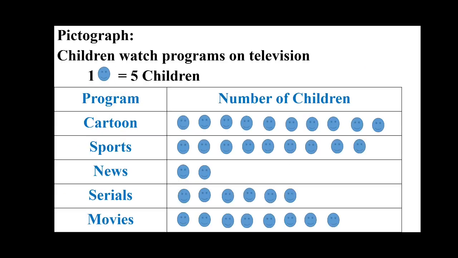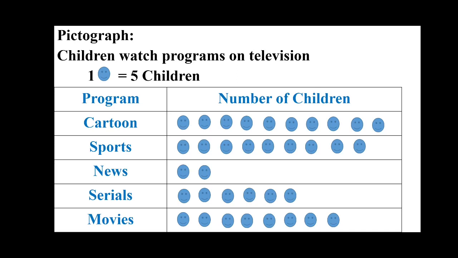Next, pictograph representation. Pictograph is a way of representing data using symbols or pictures. These symbols or pictures denote numbers. If the numbers are large, then one symbol is used to represent many people or children. Let us take the same example to represent the data in a pictograph.